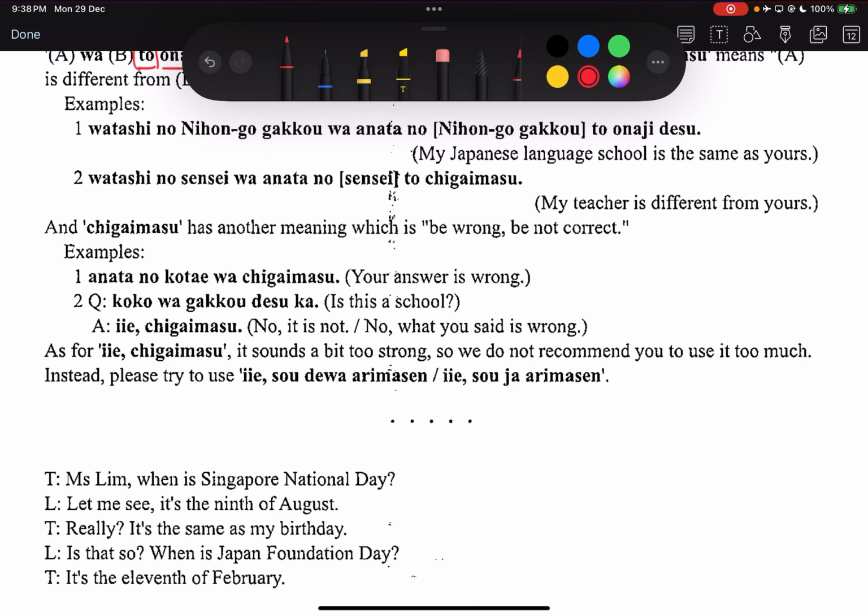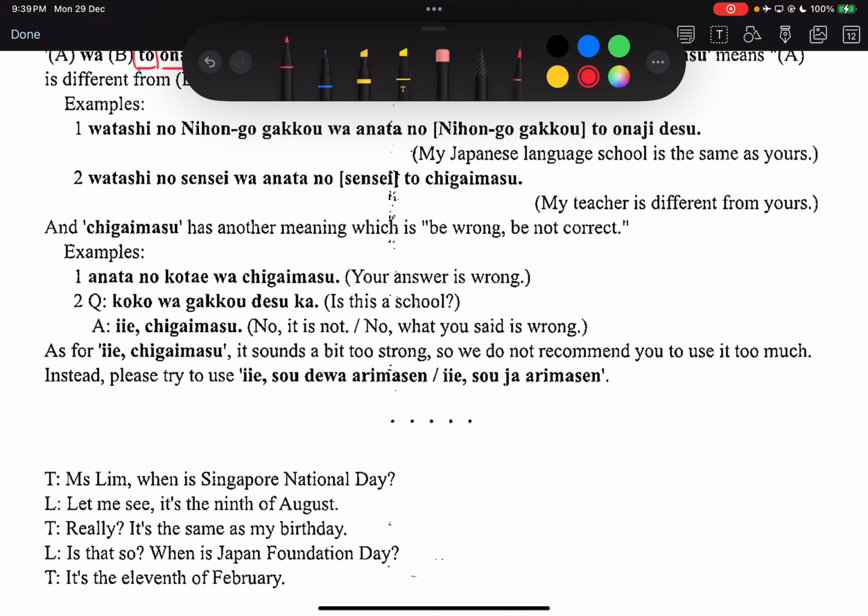So instead of saying 違います, for example あなたの答えは違います, instead of saying your answer is wrong, maybe you can say your answer is not correct. Yeah, that's the best way to go around telling Japanese people lah. So instead of saying you're wrong, you say it's not correct.